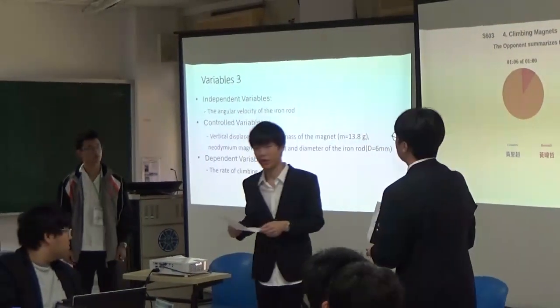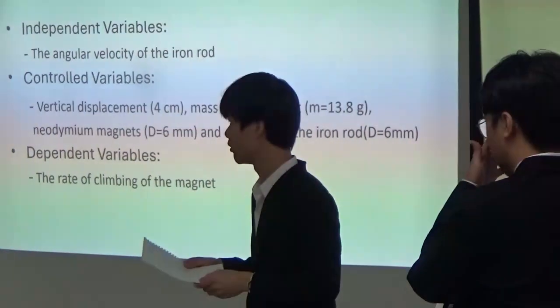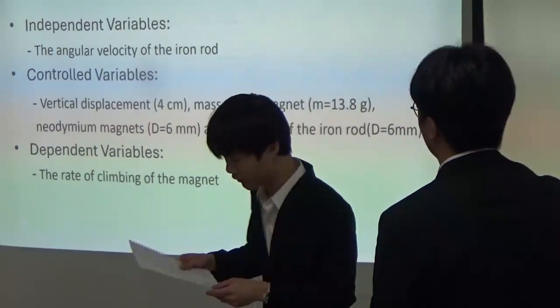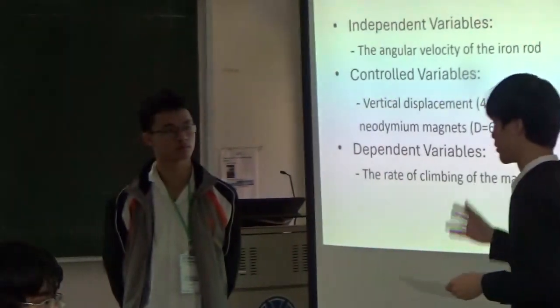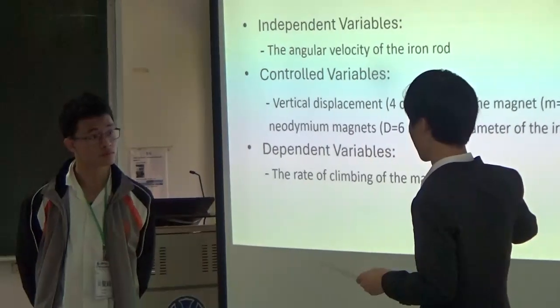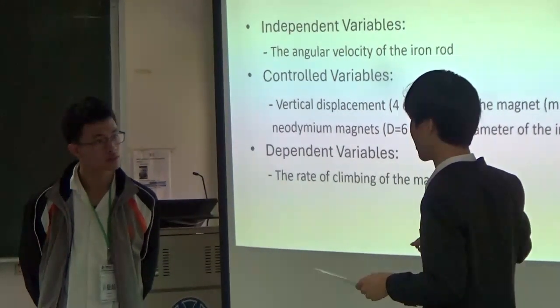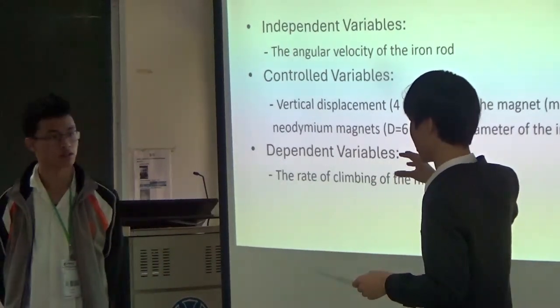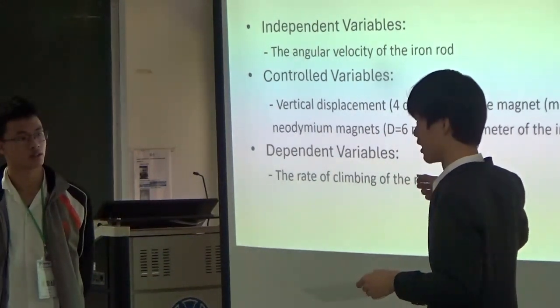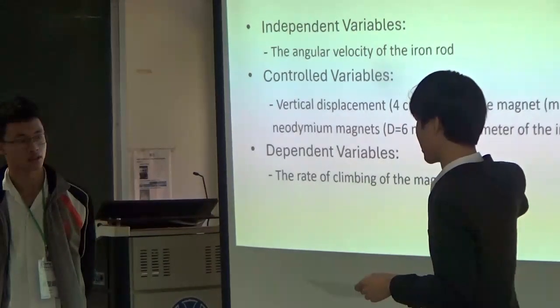Reviewer, I want to ask some questions to the reporter and the opponent first. In your experiments, the magnets are climbing at the same speed, right? Because the friction will change between kinetic and static friction.